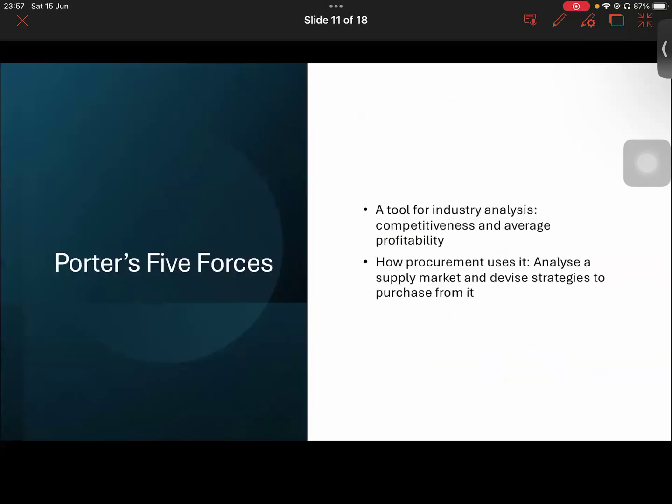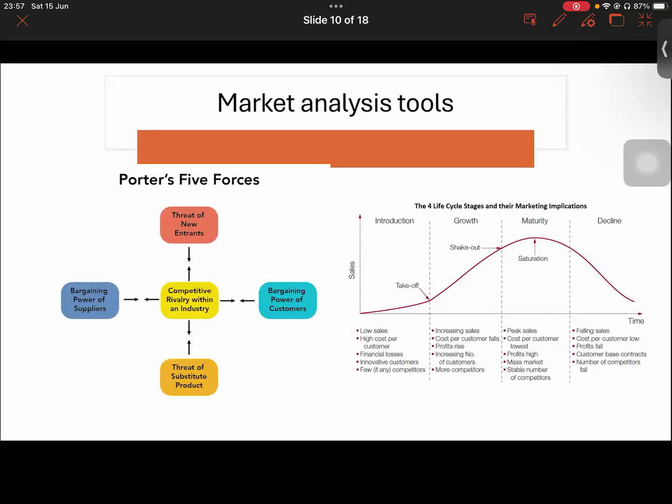With the five forces, originally it is a tool for strategy analysis or industry analysis. It analyzes the competitiveness and predicts the average profitability within a market, like within the airline or within a retail market. There are 5 forces, and they shape the competitiveness and the average profitability of the market. Anyone who can outcompete other players may attract higher profitability and better market share.